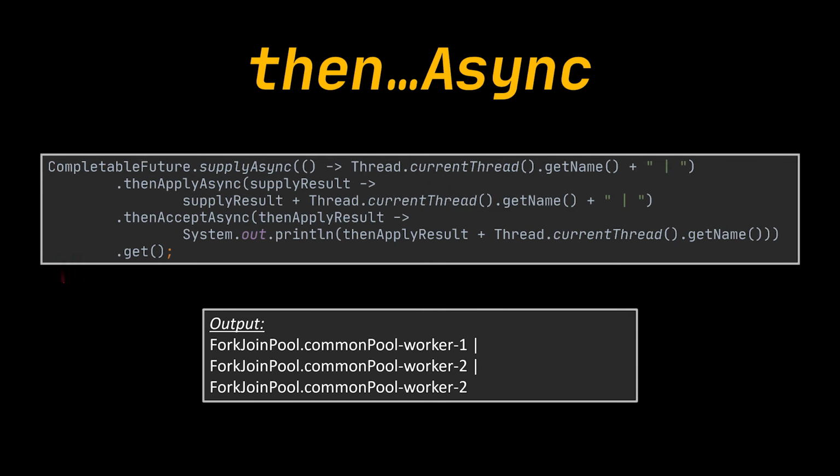To execute our callbacks in a thread different than the one used by the future, we can use the async variant of these methods, as in thenApplyAsync, thenAcceptAsync, and thenRunAsync, as you can see in front of you.